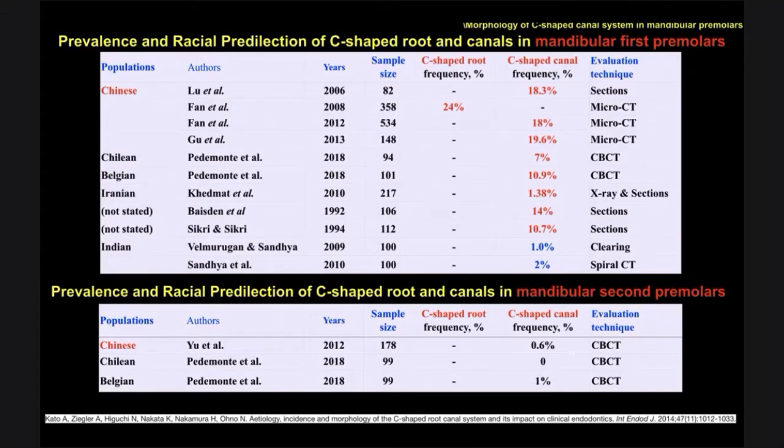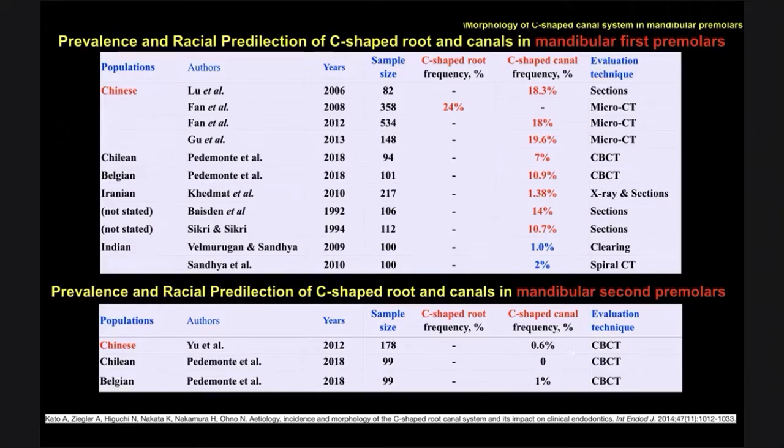And on this slide, it shows the prevalence of C-shaped root and C-shaped canals in mandibular premolars. From the top table, we can see the prevalence of C-shaped root canals in the mandibular first premolars. It is relatively high. The prevalence is about 18% to 24%. But the prevalence of C-shaped root canals in mandibular second premolars is relatively low.